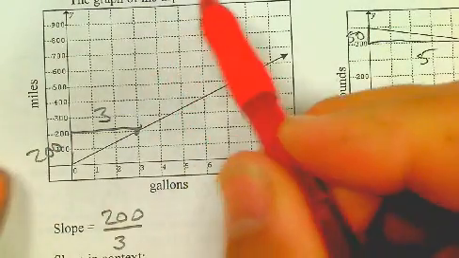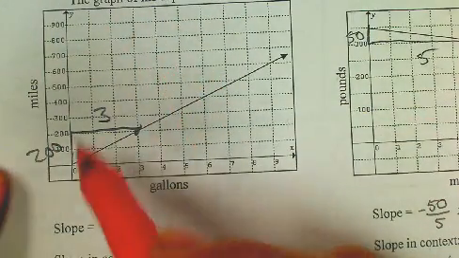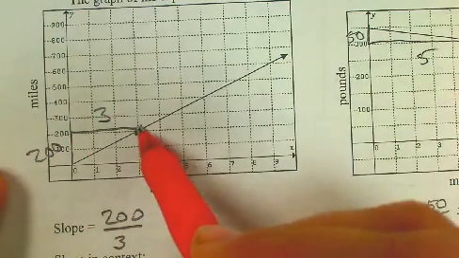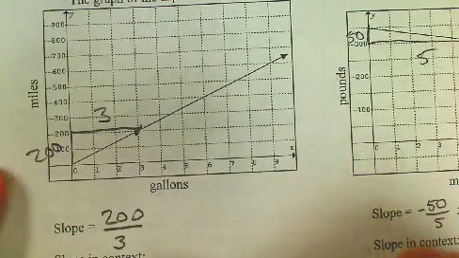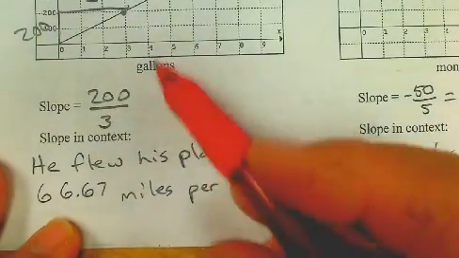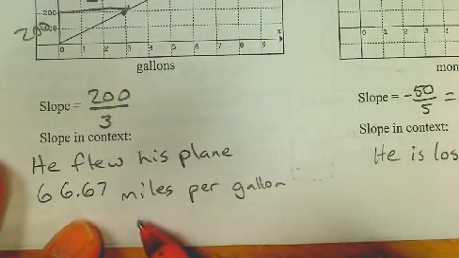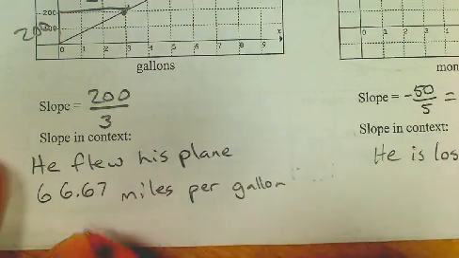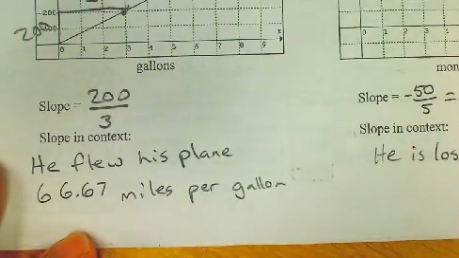If Lou is playing this weekend, the graph is below. So in 200 miles, he's going to use 3 gallons. So 200 over 3 would be your slope. And if you divide that, you get 66.67 miles per gallon. Wish my car got that.